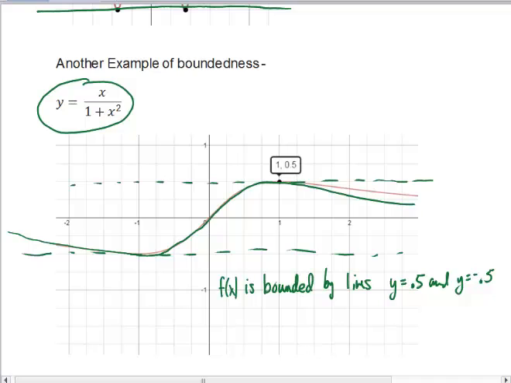You don't have to say bounded from above and below. If you just say bounded, everybody will assume that you're stating it is bounded from above and below. If it's bounded from above or below only, you've got to state which it is. So I'm going to move on to the next example.